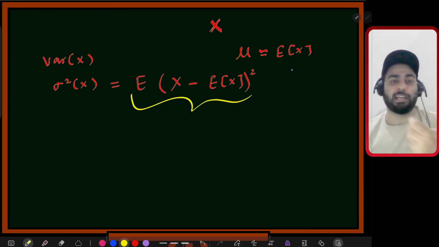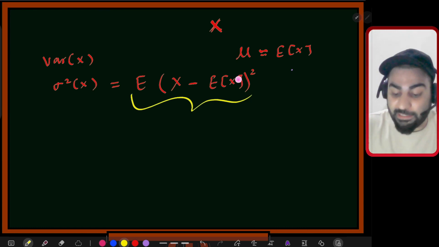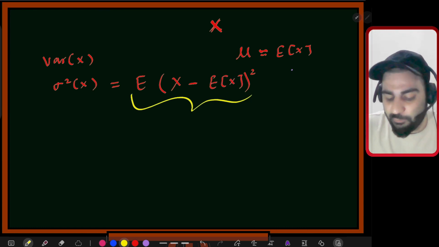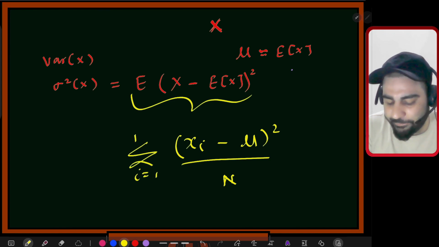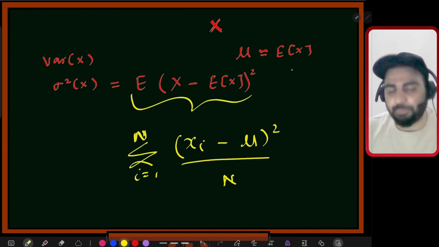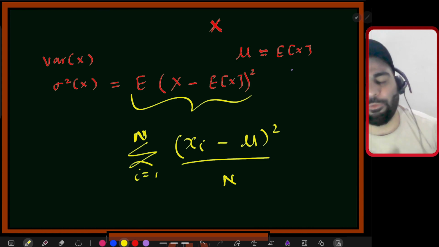Again, read it like poetry. I told you mathematics is poetry. Read it: this basically was the average. We wrote xi minus mu, whole square, divided by n, and then we summed it over i goes from 1 to n. Now this is for the perfect sample, when you have a perfect sample with you. But now we do not have a perfect sample.